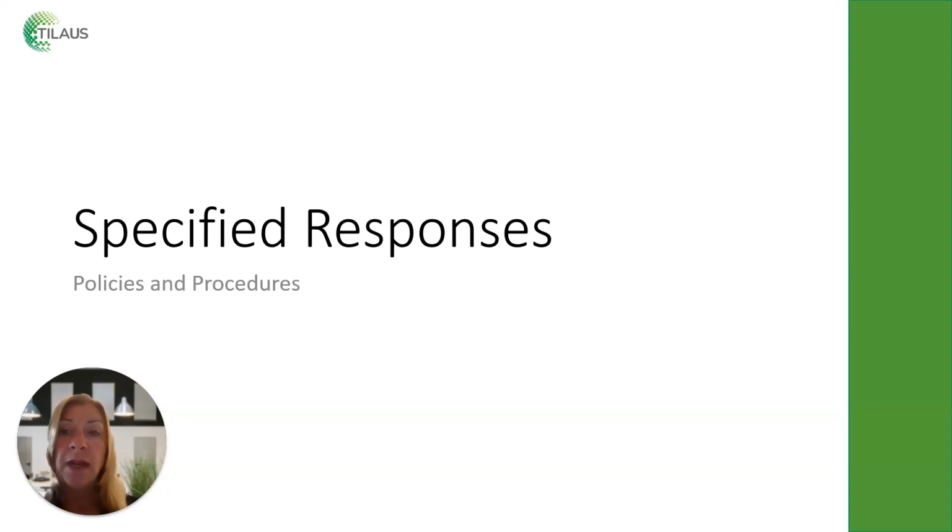In this video, we're going to get into policies and procedures. There are a couple of different types of policies and procedures that you're going to need to develop within your quality management system. The first one that we're going to look at, they call in the standard specified responses.